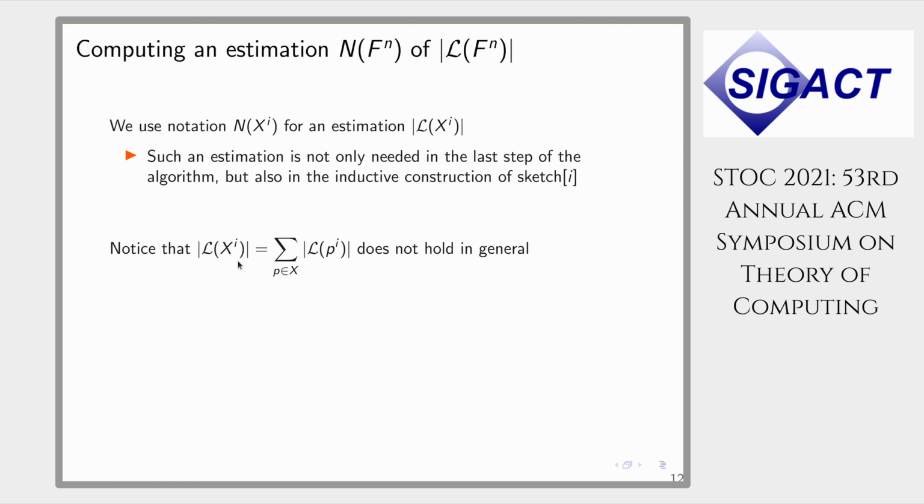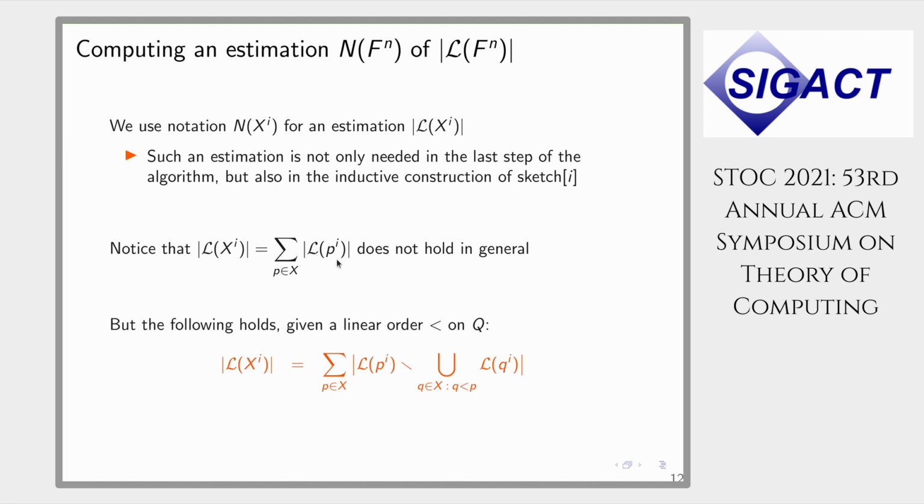Okay, so first simple observation: notice that this L of Xi is obviously not equal to the sum for every p in X of L of p sub i, because these L of pi are not necessarily disjoint. But this can be easily solved. If we assume that we have some linear order on the states, then the size of the set L of Xi is going to be equal to a summation where, for a state p, you include L of pi minus the L's of all the states that were before this state p according to this order.